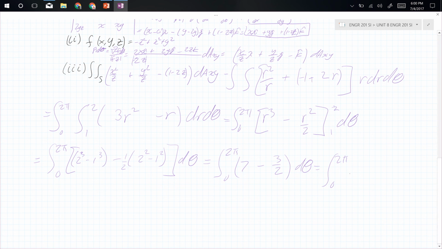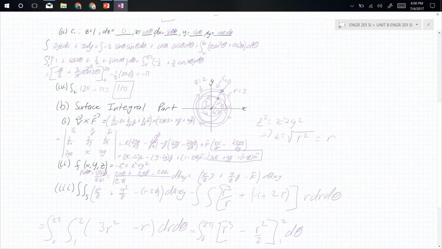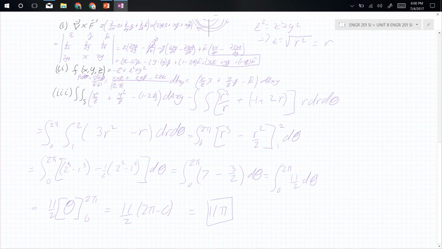Sorry, got distracted. 11 over 2 d theta. Integrate, so we have 11 over 2 times theta. Theta from 0 to 2 pi, so then we have 11 over 2 times 2 pi minus 0, which equals 11 pi. And we got the same thing for the first part and the second part. Therefore, Stokes' theorem is verified.